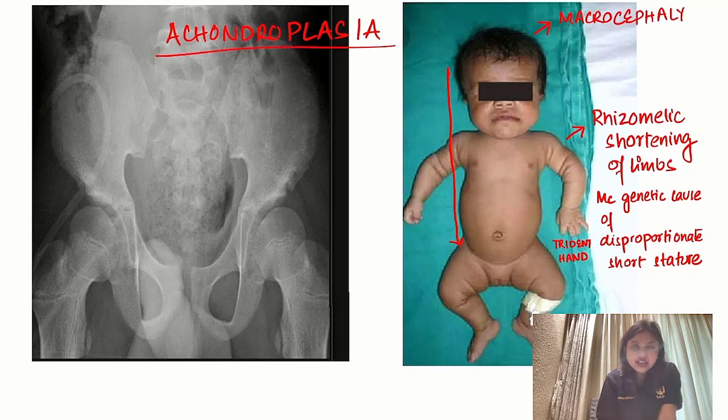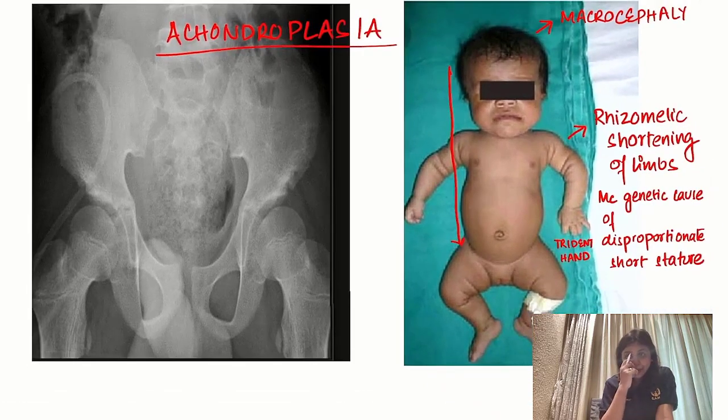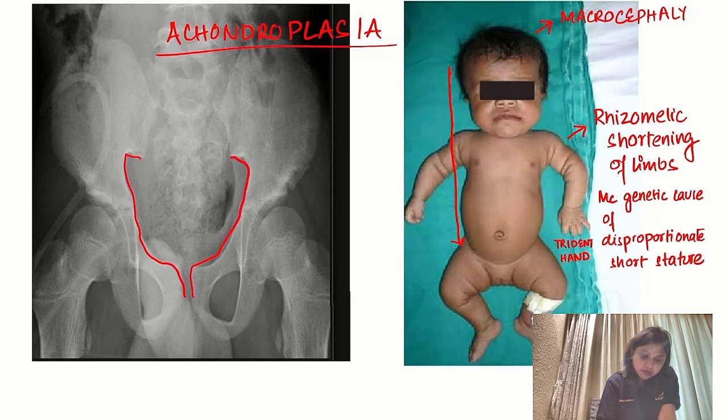Now look at this image. This is a radiological image: there is flattening of the iliac bones, and the pelvis is shaped like a champagne glass. Let me draw it for you. I'll draw the champagne glass. So this is the champagne glass pelvis.